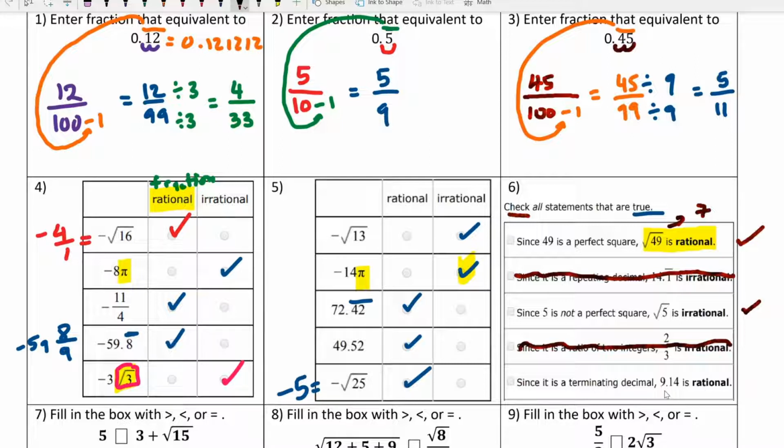9.14 is rational, which means 9.14 can be written as a fraction. The answer is yes, so we give them a check mark.